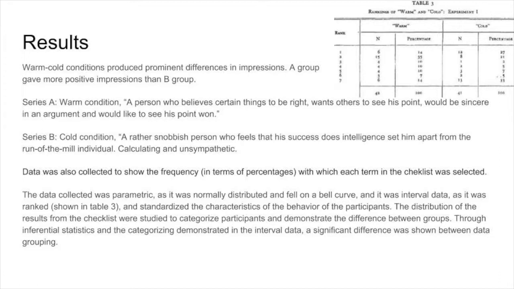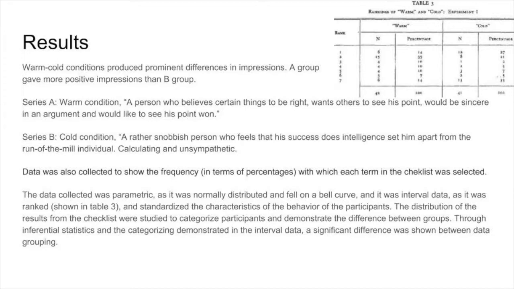So the data that was collected showed the frequency, in terms of percentages, with which each term in the checklist was selected. The data was parametric because when distributed it would fall on a bell curve, as seen in Table 3, and it was also interval data because, again as seen in Table 3, it was ranked, and it standardized the characteristics of the behavior of participants.